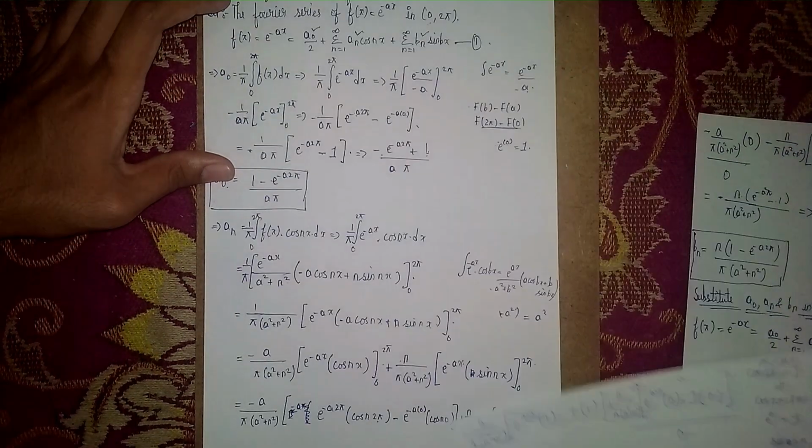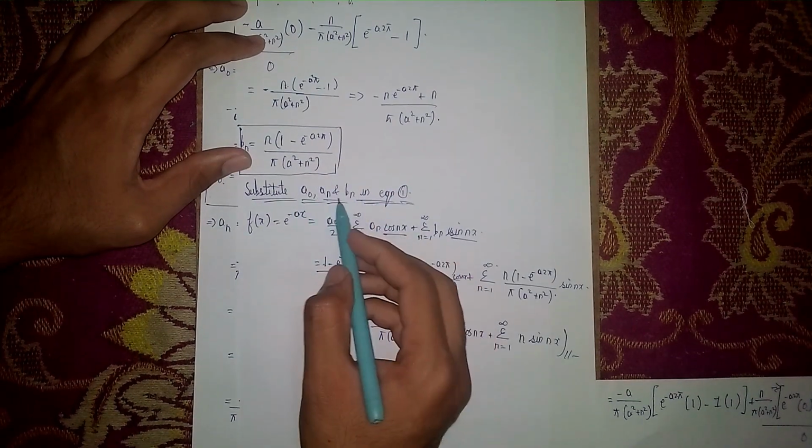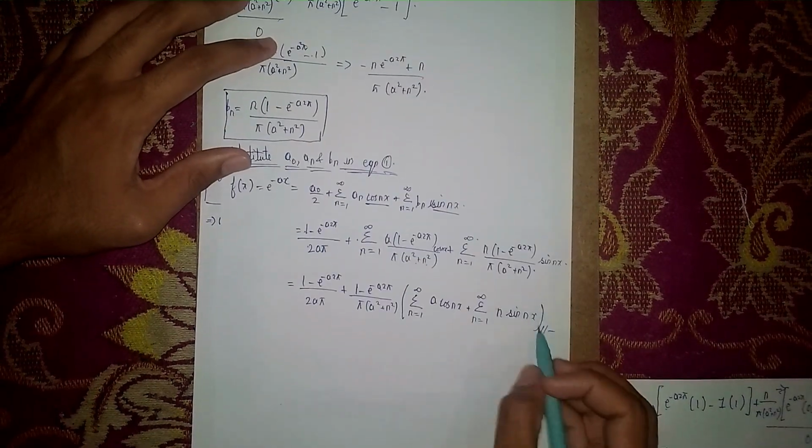Then after that, we have to find bn. Afterwards substitute a naught, an and bn in equation 1. You will get this value. Okay, this is our answer.